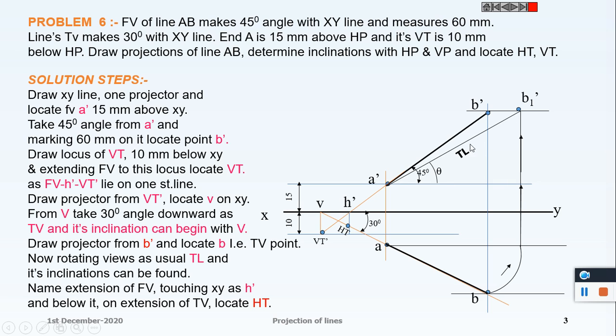Take this distance on a compass and cut it on the locus of B. We get B2 as well, and this angle is phi, which is the inclination of the line with the vertical plane. It can also be drawn by rotating B dash about the point A dash, and we get a point here, B2 dash. Then drop it downwards to get B2. That way also it can be drawn.